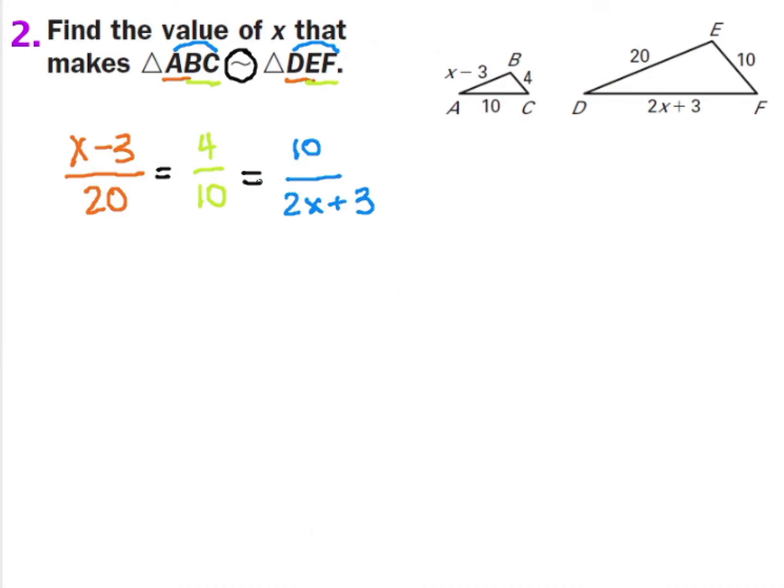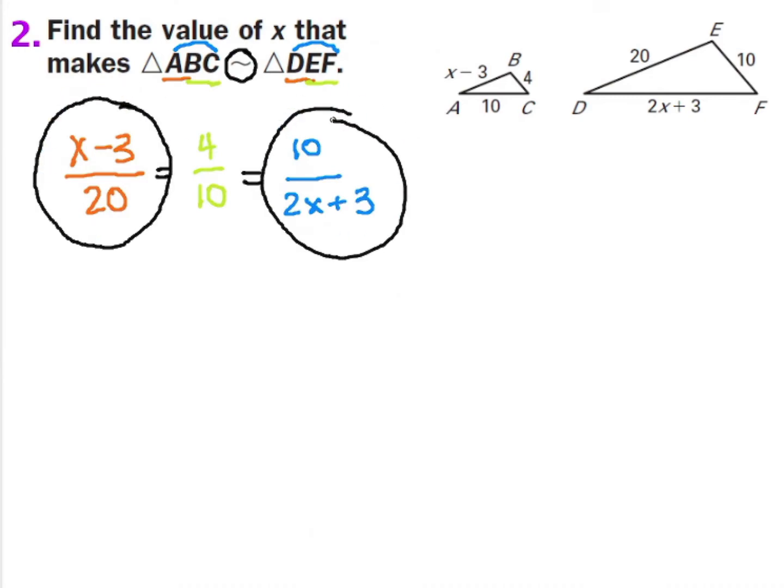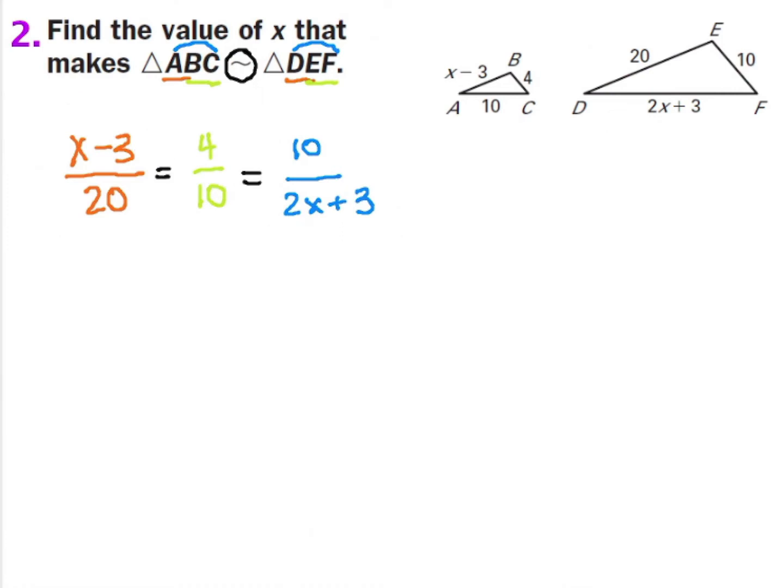I think the worst two that I could pick are this one and this one, because when I start cross multiplying, I would take an x thing times another x thing, and that would wind up being quadratic. And if I don't have to, I'm going to avoid that. So I think it would be nice just to pick these two to start out.